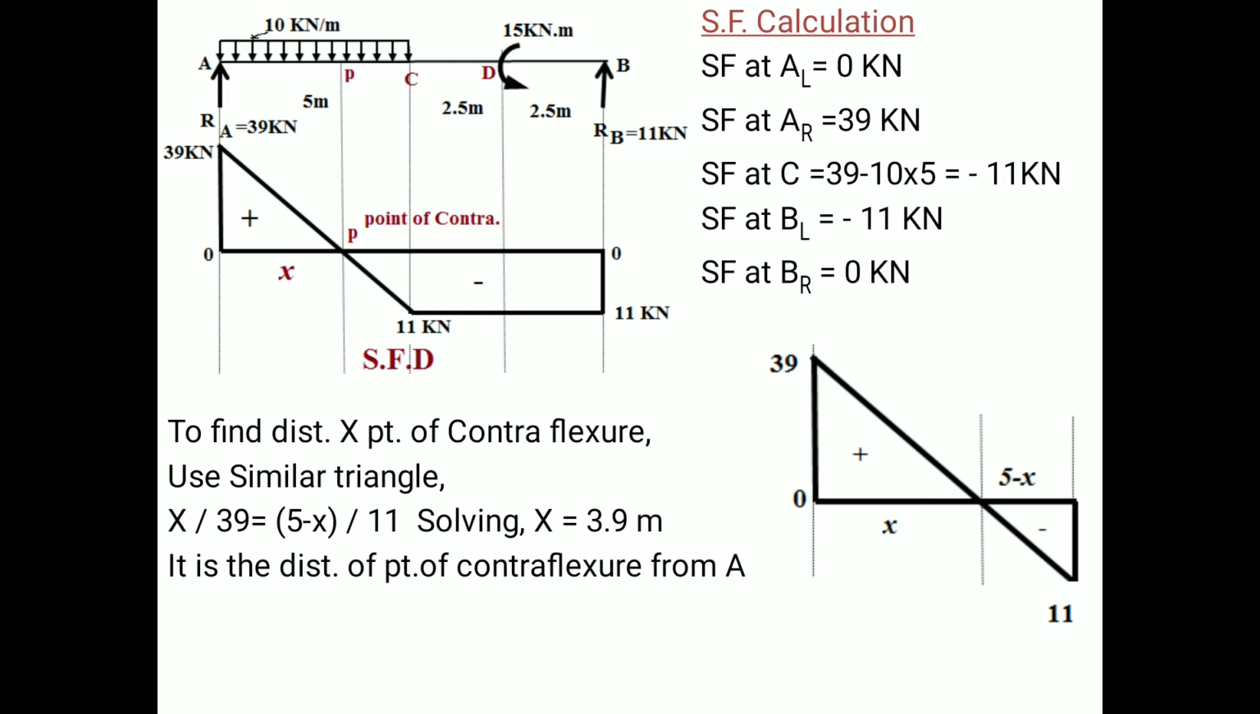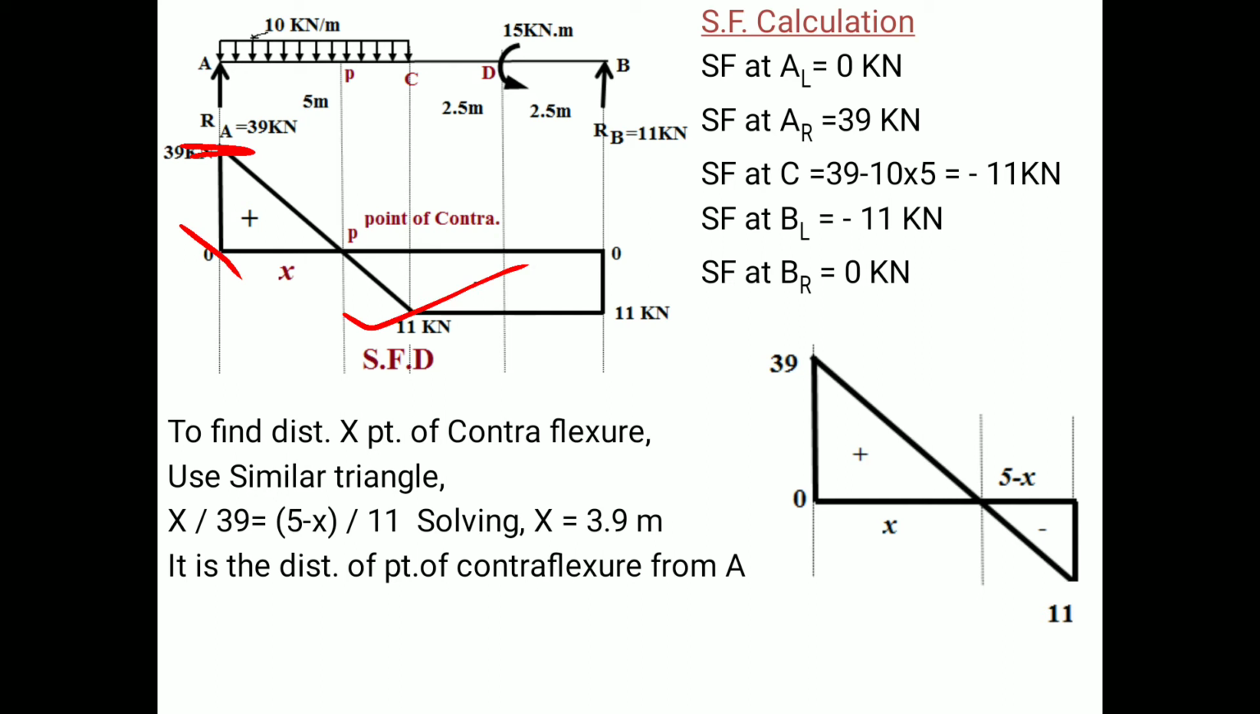Therefore, shear force at A is equal to 0. Shear force at right of A is 39. Therefore, this is 39 kilonewton. Shear force at C is minus 11. So, it will go below the 0 line. So, this is minus 11 kilonewton.